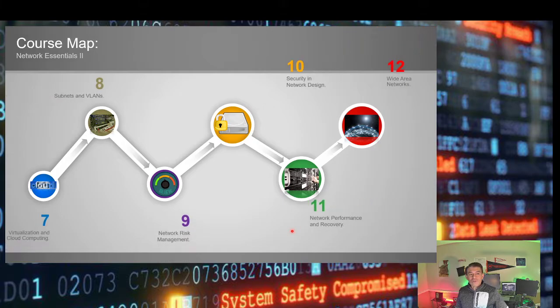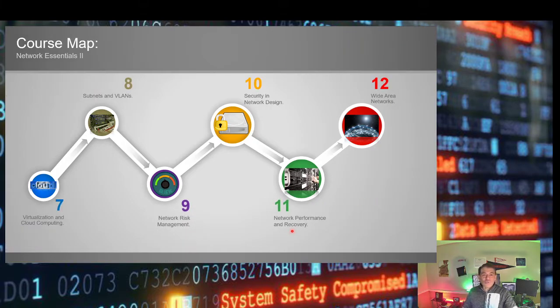Next, for the course map, this is Network Essentials 2. So we are going to cover the second part of the textbook that you guys utilize for Network Essentials 1. So we are going to start with Chapter 7 or Unit 7, and that is Virtualization and Cloud Computing. We are going to spend about 2 weeks per unit. So the first week is dedicated to the review of the concepts, the theory of the unit, and then the second week is dedicated to the actual lab. So we are going to work on the lab the second week of each unit.